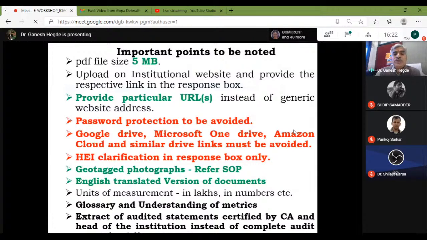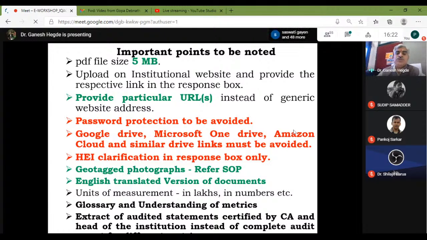The PDF size should be less than 5 MB. If it is more than 5 MB, kindly upload it to the institutional website and provide a link to the NAC. That link should not be the generic website; it should go directly to the document you have given. Many institutions are putting documents under password protection. During the SSR submission and after the DVV also, it should not be password protected. Google Drive, Microsoft OneDrive, Amazon Cloud, and similar links should not be given.